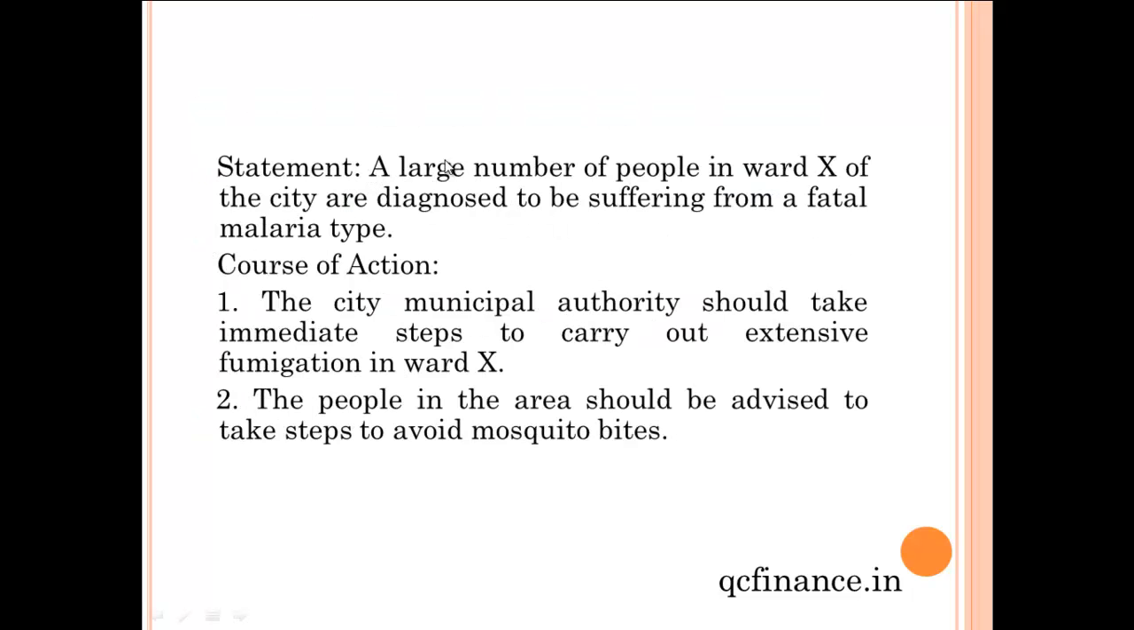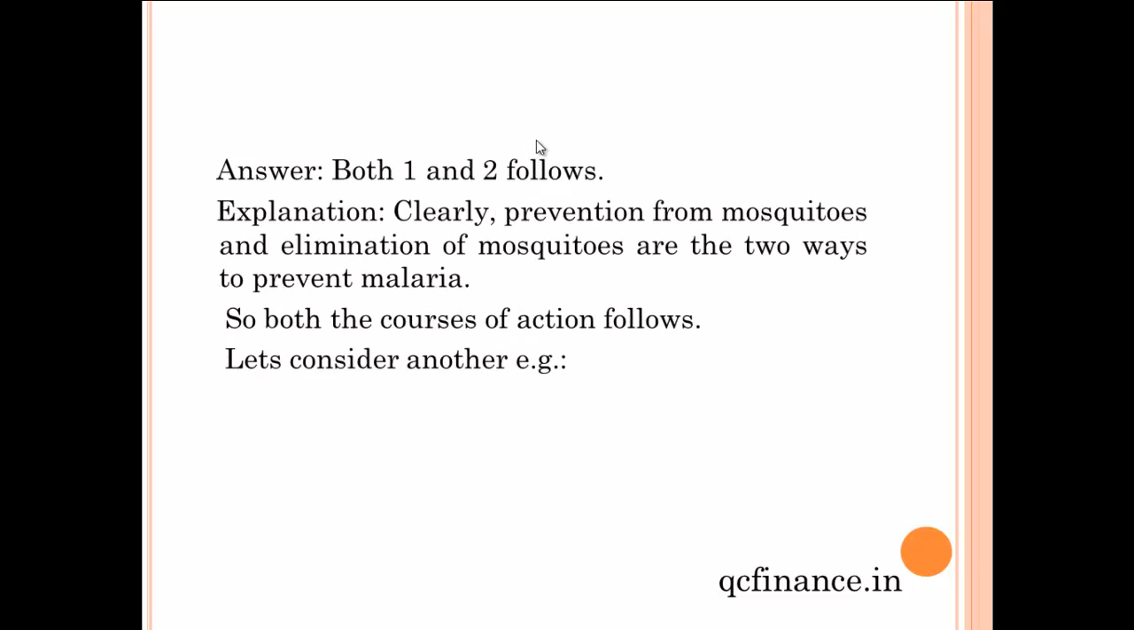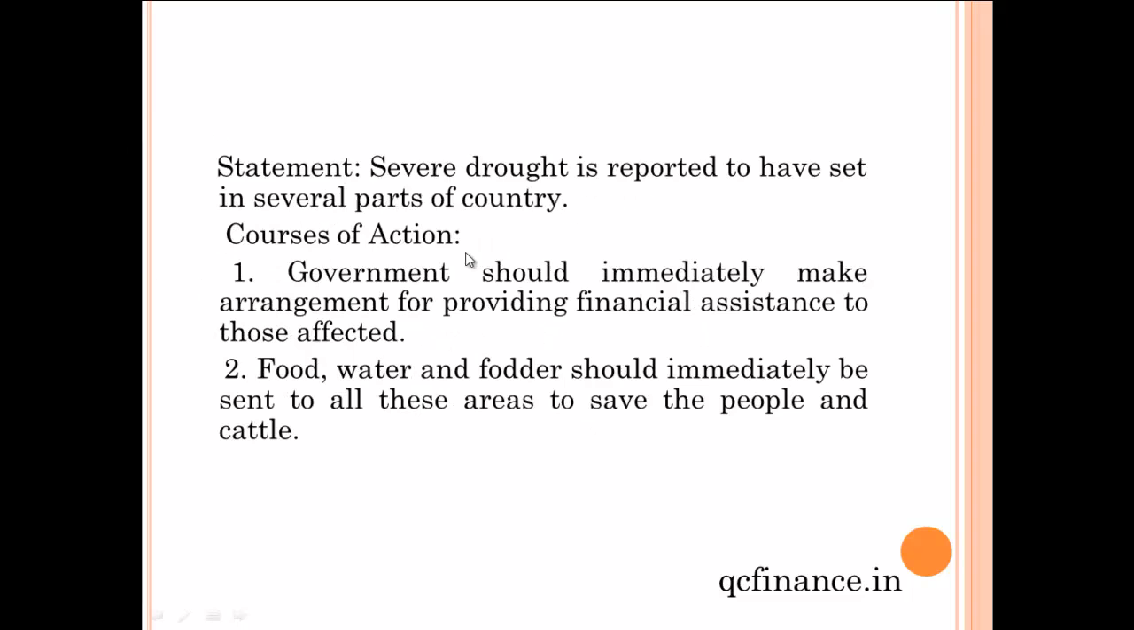Now a statement says a large number of people in ward X of the city are diagnosed to be suffering from a fatal malaria type. Course of action: the city municipal authority should take immediate steps to carry out extensive fumigation in ward X. The people in the area should be advised to take steps to avoid mosquito bites. Now clearly both follow, since prevention from mosquitoes and elimination of mosquitoes are the two ways to prevent malaria. So both the courses of action follow.